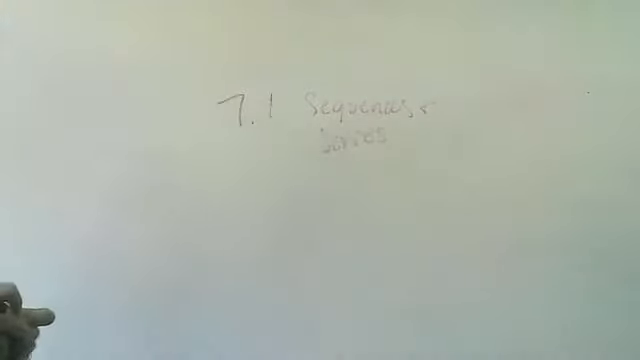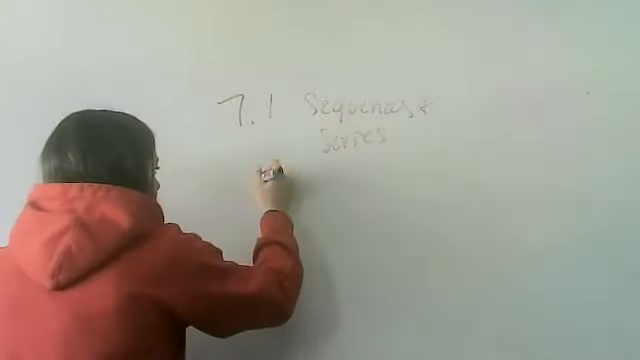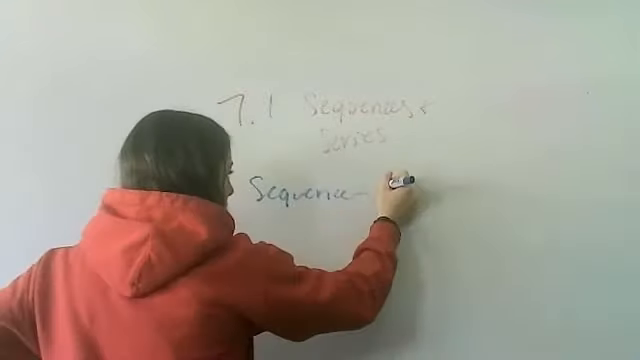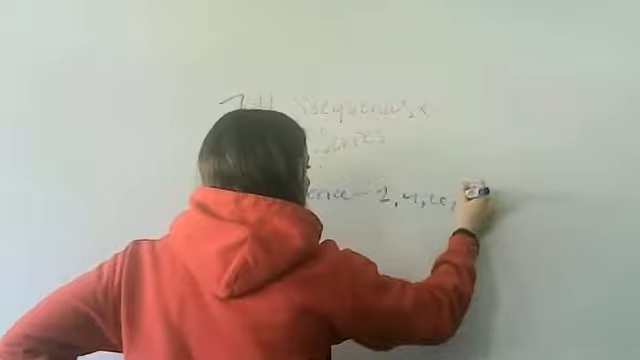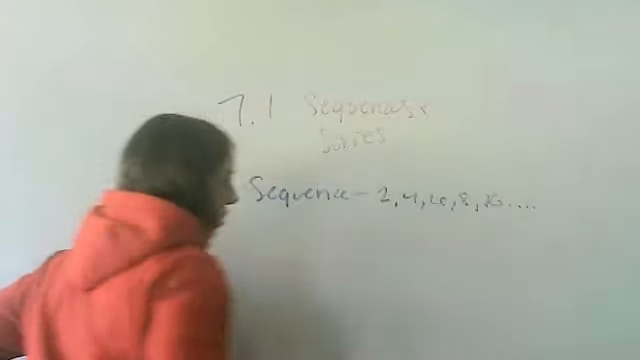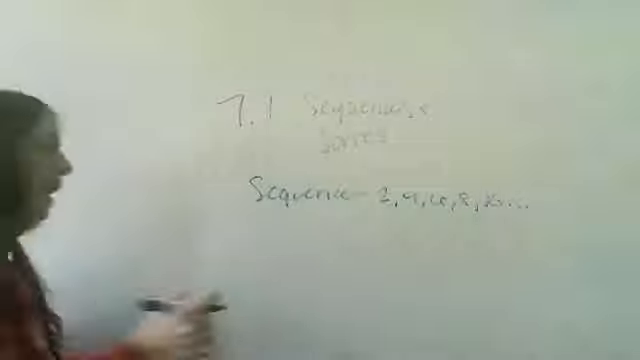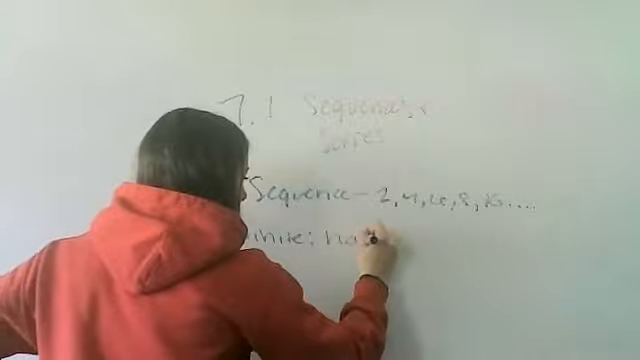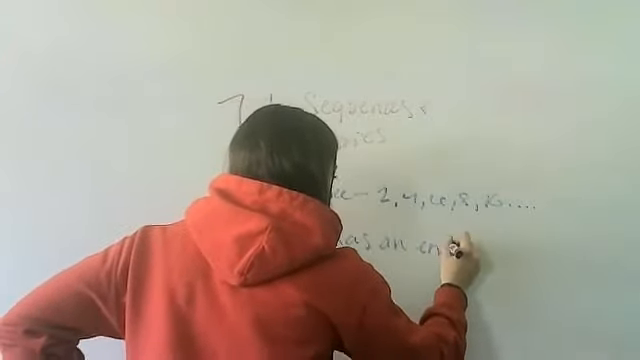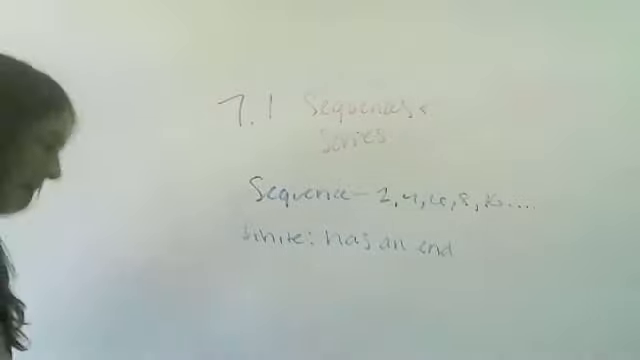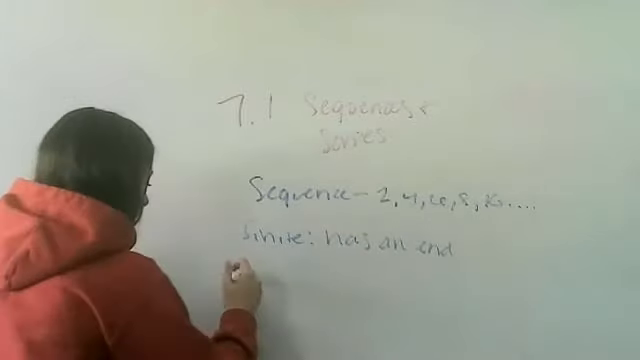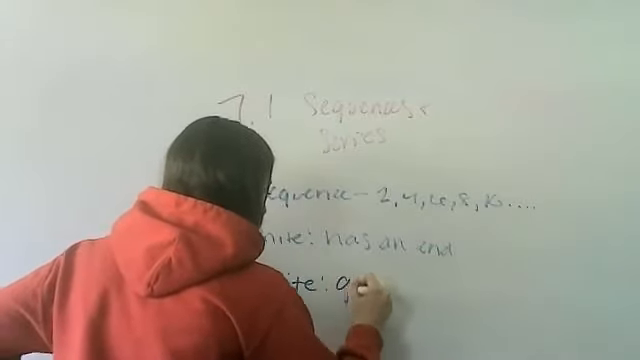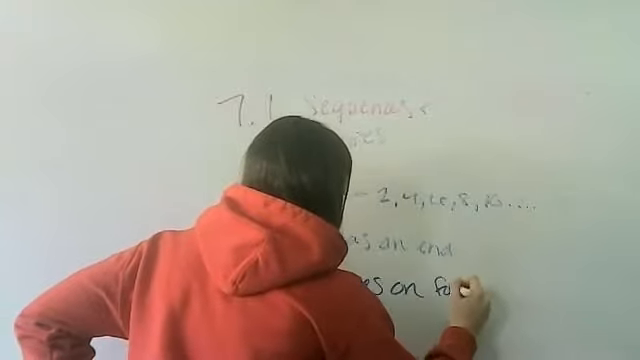So the first thing we're going to discuss is a sequence. A sequence is obviously just a pattern of numbers. It could be as simple as just 2, 4, 6, 8, 10, and so on. These sequences can either be finite, meaning it has an end, or if it doesn't have an end, then it would instead be infinite, which means it goes on forever.